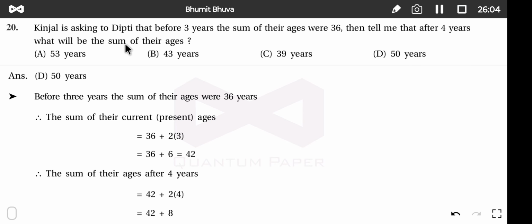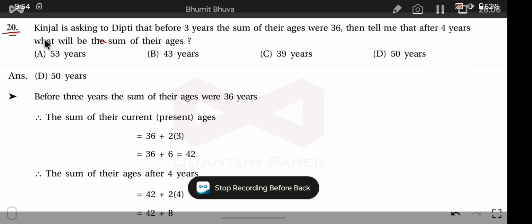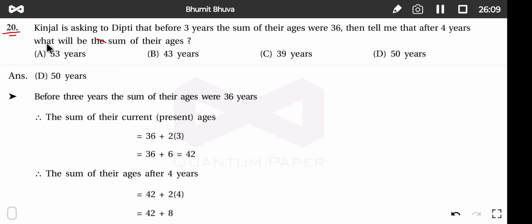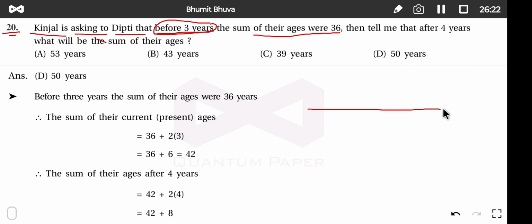Okay. Look at the question number 20. Kinjal is asking Dipti that before 3 years the sum of their ages was 36. Okay, so they are talking about before 3 years. Whenever this age related question comes, you have to just draw this diagram like this. In the middle we will write present age, the left hand side we will write the age before, and the right hand side we will write age after.